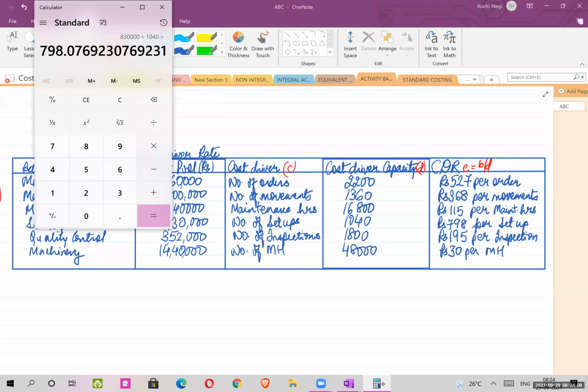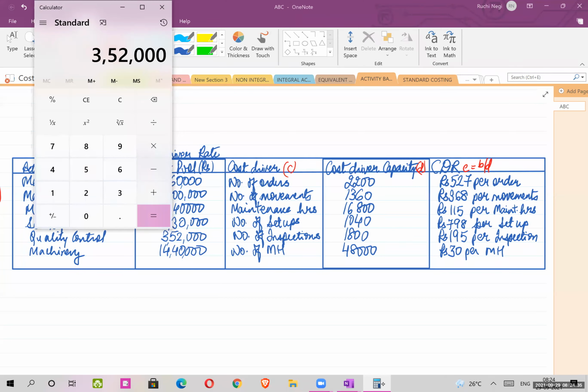Whatever is your cost driver, that word you are going to use in your cost driver rate. So if it is number of orders, I'll say rupees 527 per order. Number of movements, so I will say rupees 368 per movement. Maintenance hours, I will say 115 per maintenance hours. Number of setups, so whatever answer I get, 798 per setup, like this. I hope this is clear to everyone.